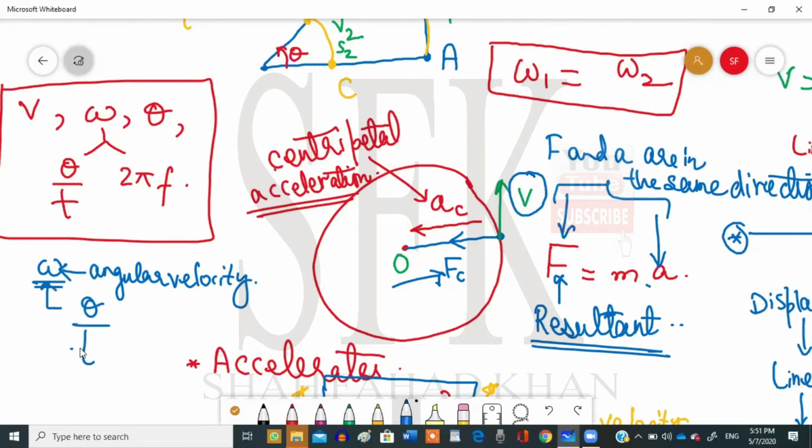The formula for omega is theta, the angle in radians, divided by time, whereas the formula for v, the linear velocity, is the linear displacement divided by time. The only difference between them is that omega is the angular component and v is the linear component, because the displacement is linear over here and angular over here. The displacement is the arc that is being covered, and this is the angle that is being covered. Okay, ab samajh aaya? You get it now?